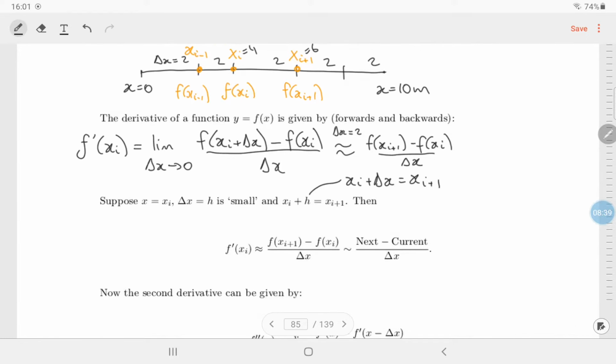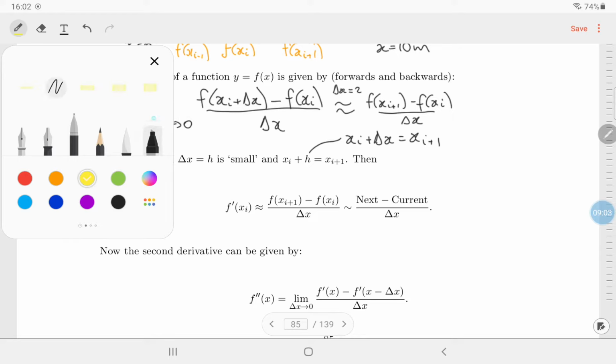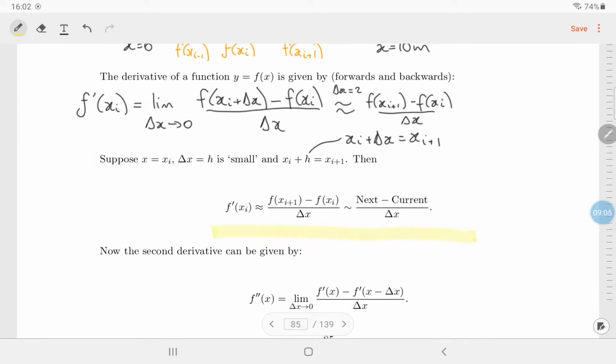And so we get this formula here, that the derivative at xi is approximately the value of the function at the next point minus the value of the function where I am, divided by the difference in x. In other words, it's the next value minus the current value divided by delta x. Now what about the second derivative? This is going to be important.